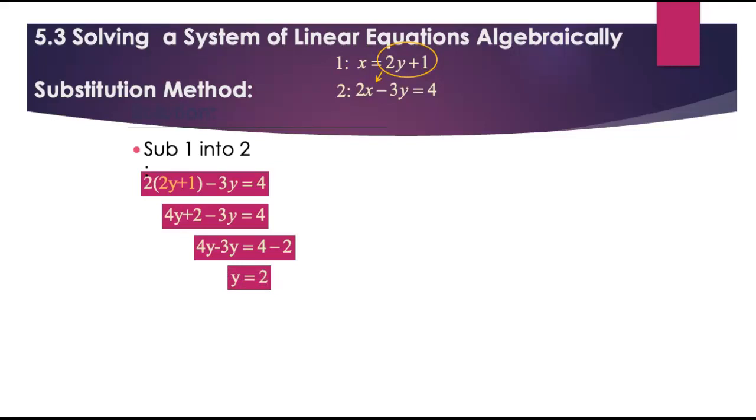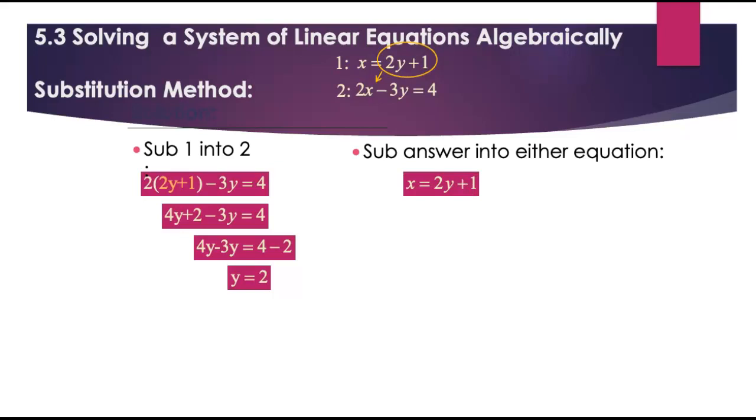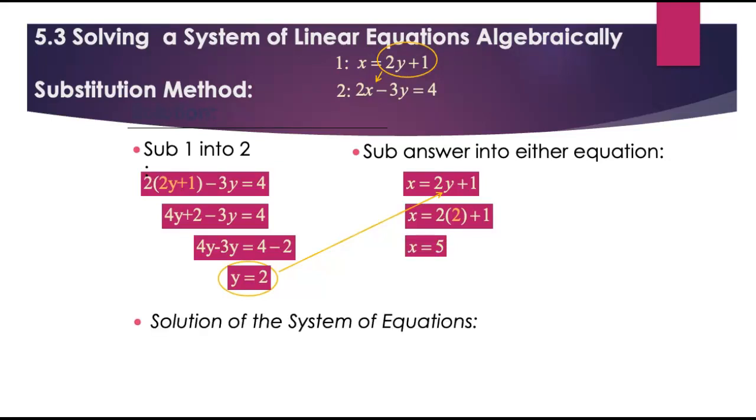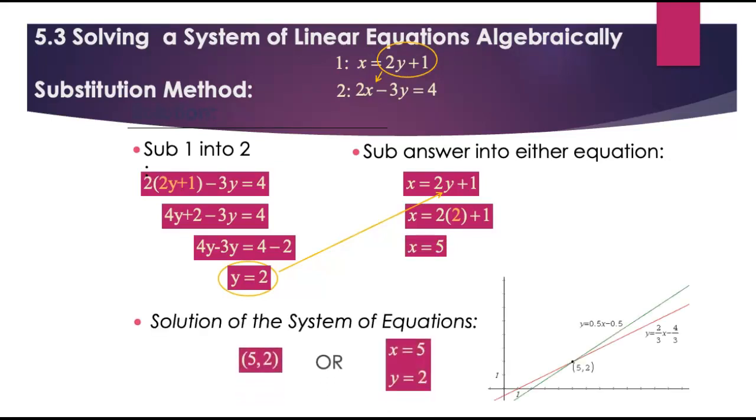Now, once we find out that y is 2, we can replace y with 2 in either one of those two equations. So I'm going to replace y with 2 in the first equation. When I do that, I end up with x equals 2 times 2 plus 1. So our answer for x is 5. That means the solution is the ordered pair (5, 2). And you can also see this graphically if we were to graph the two lines.